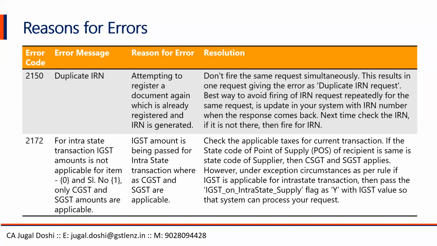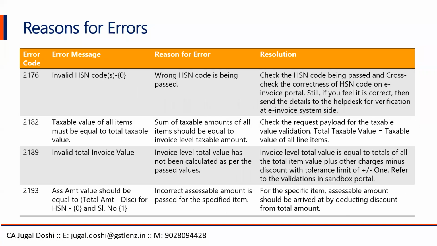So basic errors are: it's a duplicate IRN. For intrastate supply, you have levied IGST. For interstate supply, you have levied CGST and SGST. The HSN code which you have reported is not a valid HSN code.